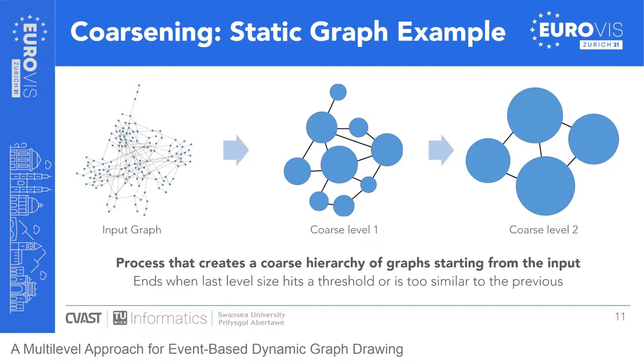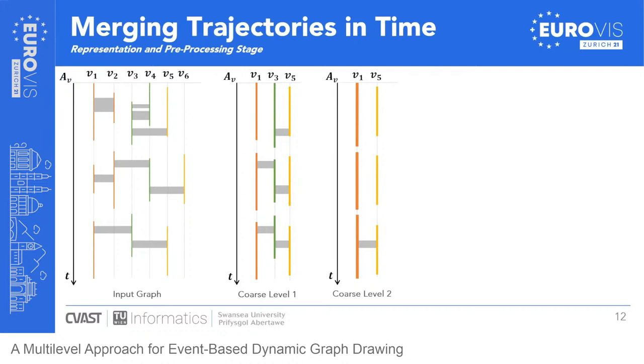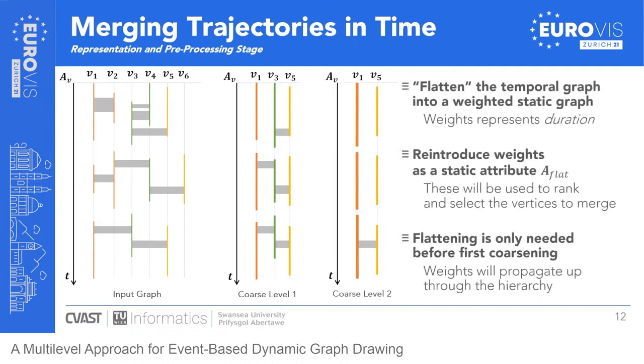In the context of static graph drawing, the effect of coarsening is easily represented. Each new level will be a simpler representation of the previous one, but trying to carry over its key properties, like, for example, the size of each cluster. In our context, the presence of time makes the task much more challenging. To coarsen the trajectories, first, we flatten the temporal graph into a weighted static graph, in which the weights on nodes and edges represent their duration. Then we reintroduce weights as a static attribute, a flat, and the flattening is only needed before the first coarsening, since weights will propagate up through the hierarchy.